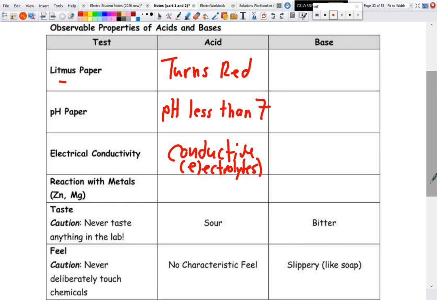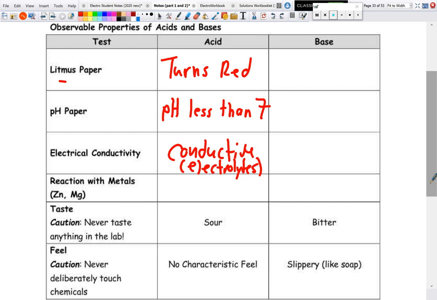And another one, it's reaction with metals. So for acids, this is a very common thing, is they react to produce hydrogen gas. And of course, acids generally taste sour, and of course there is no characteristic feel. They basically feel like touching water. Now, of course, in saying that, caution, we never taste anything in a lab, and of course we never deliberately touch chemicals either.